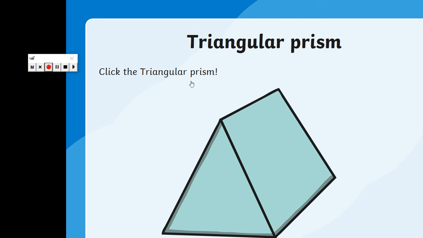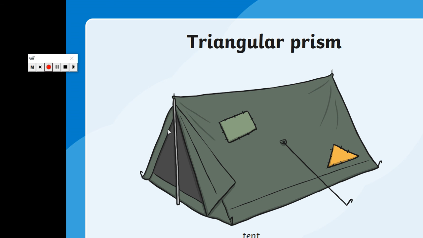And then this one was our tent, where we were saying it had a triangle at one of the faces, and if we chopped it down the middle, we would still see a triangle. And there we go, there is our tent that's been patched up.